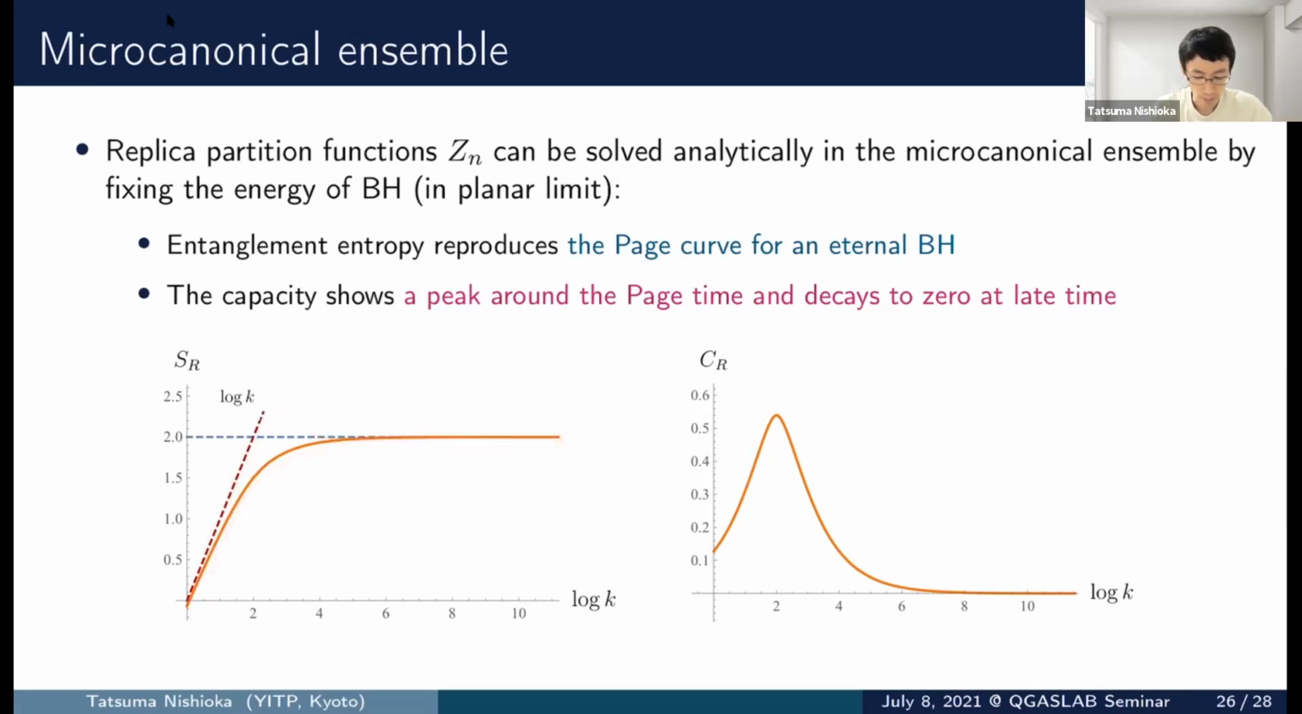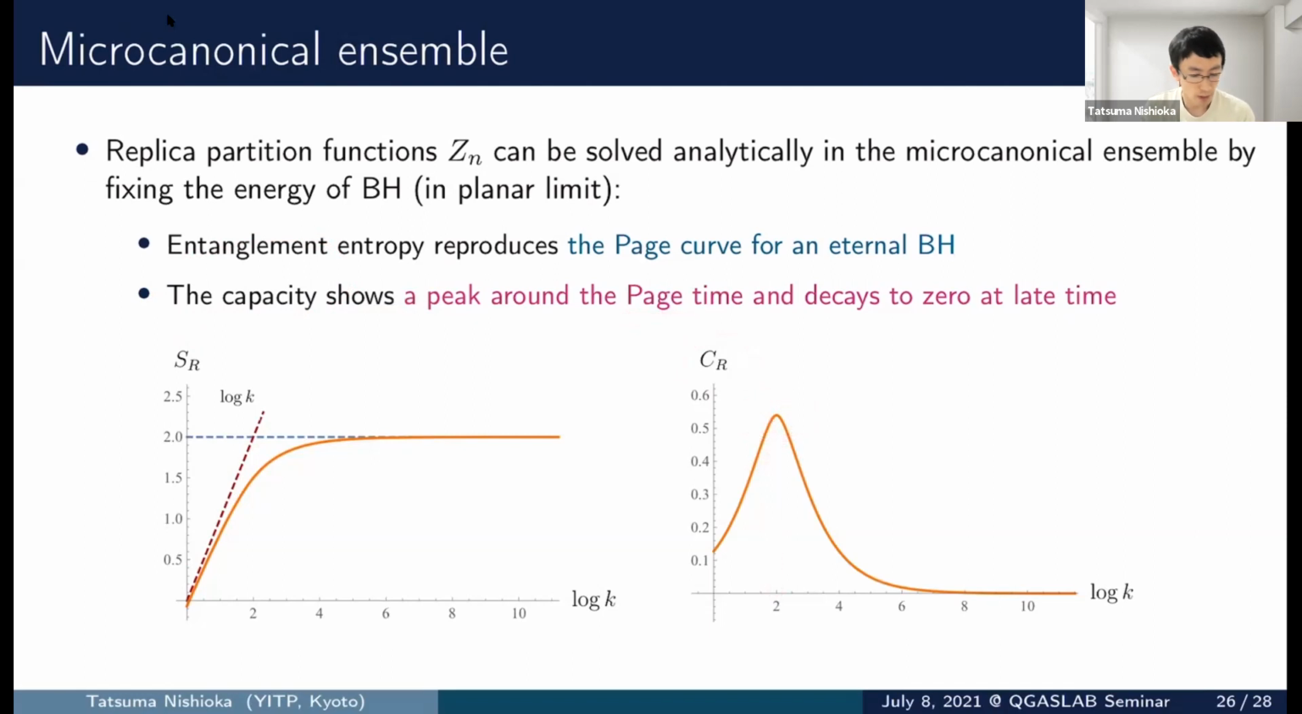So you can similarly calculate the capacity numerically. Then the capacity has a peak exactly at the Page time. So this is the Page time. Actually, once you include the partly connected replica wormhole, there is no sharp Page time here. You cannot tell where the Page time is from this figure because it's smooth. But if you look at the capacity, you see a clear peak. So it's nice to use the capacity to fix the Page time clearly.